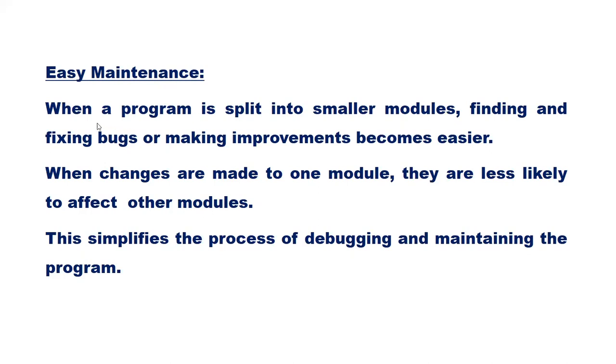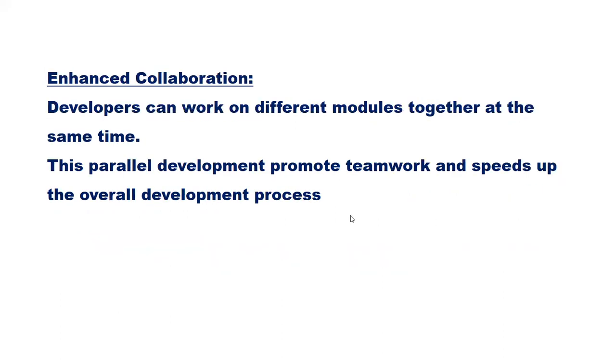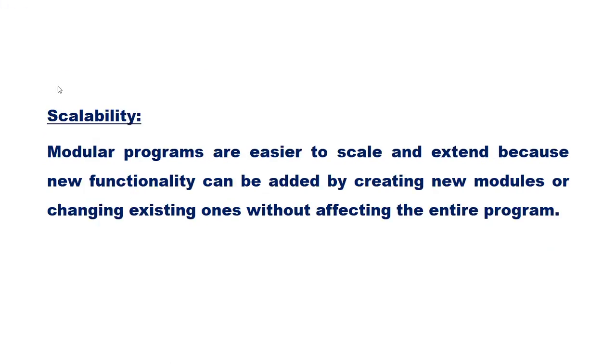Easy maintenance. When a program is split into smaller modules, finding and fixing bugs or making improvements becomes easier. When changes are made to one module, they are less likely to affect other modules. This simplifies the process of debugging and maintaining the program. Enhanced collaboration. Developers can work on different modules together at the same time. This parallel development promotes teamwork and speeds up the overall development process.